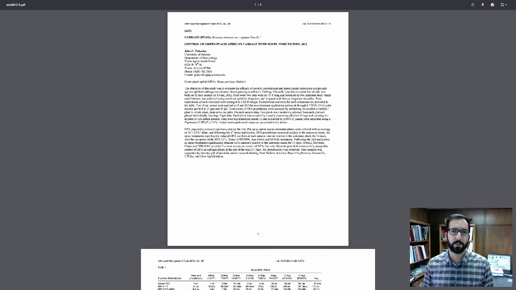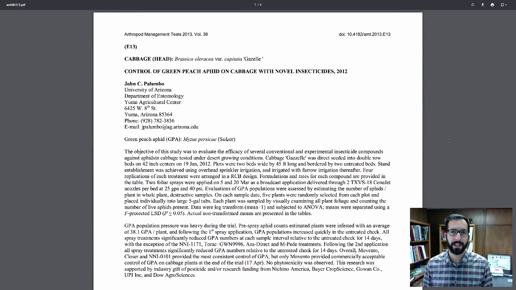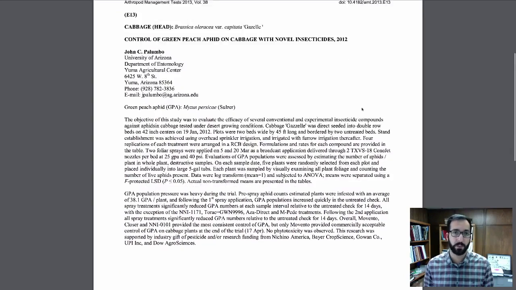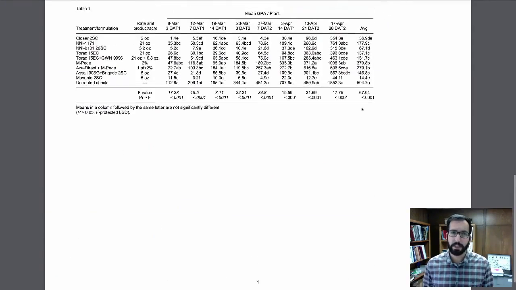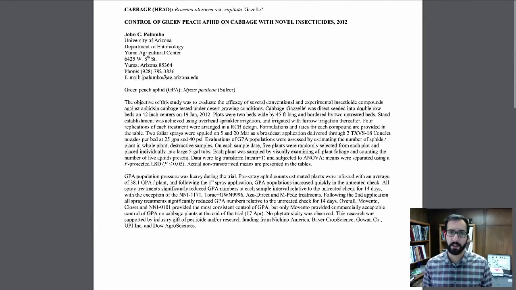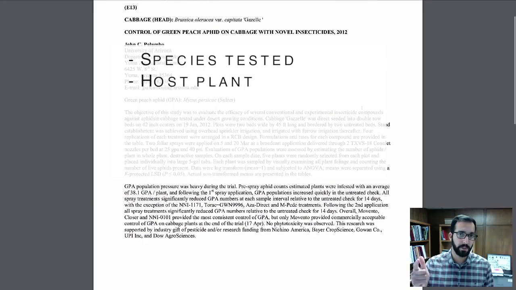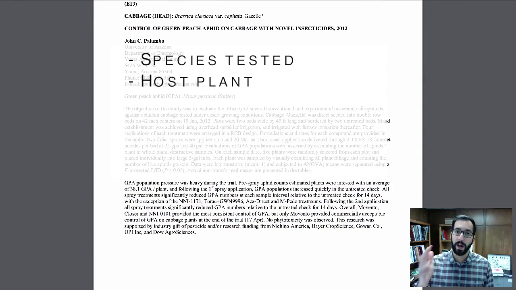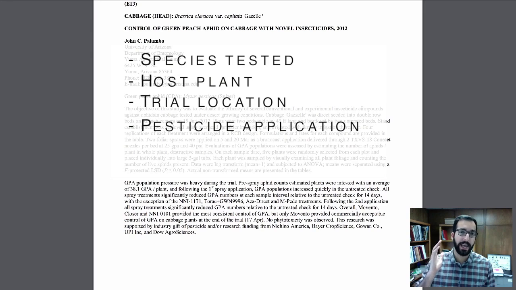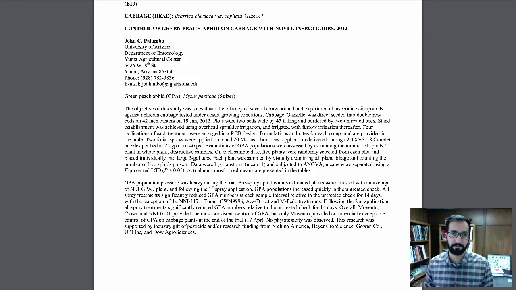Articles published by Arthropod Management Tests are short and to the point, making them easier to digest than some other scientific literature. You will notice a couple paragraphs outlining the details and findings of the study and one table with the results. Some things to note in the first couple paragraphs include what species was being tested, what crop served as the host plant, where the study was conducted, how the pesticides were applied, and how many replications were done.